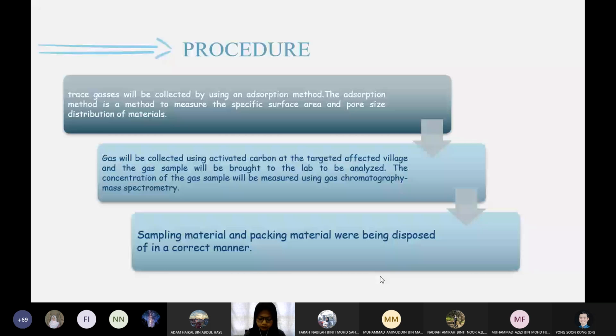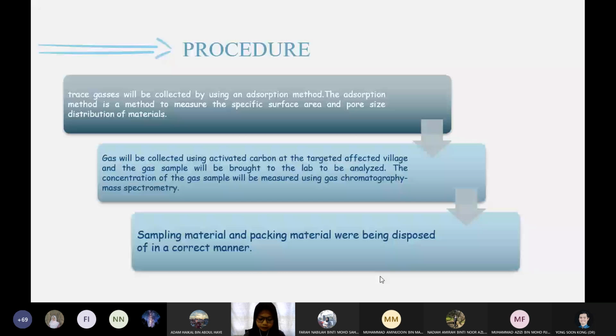The concentration of the gas sample will be measured using GCMS, gas chromatography-mass spectrometry, to identify compounds by the mass of the analyte molecule. Sampling material and packing material, like seals, were disposed of in a correct manner after the sampling was done.